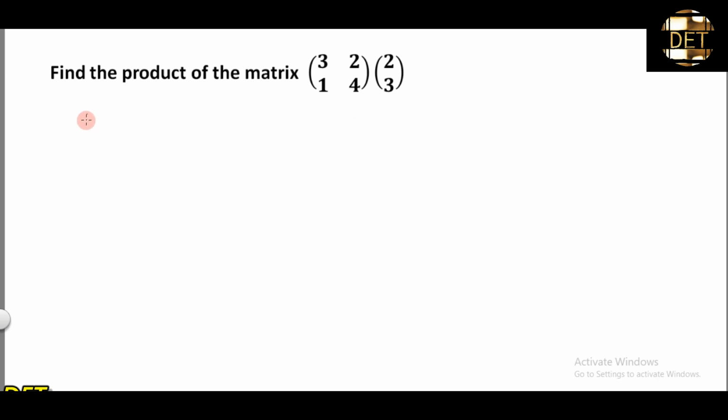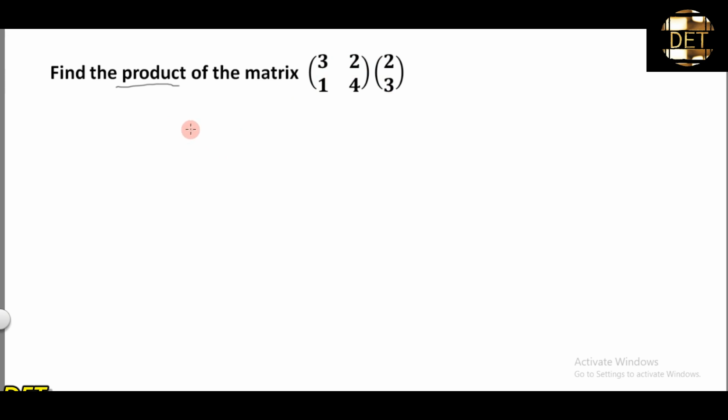All right, so here we're going to look at this question. The question is to find the product of the matrix. We have this first matrix and the second matrix, and we're asked to find the product. Again, the rule is simple: multiply the rows of the first matrix with the column of the second matrix. That's the rule.